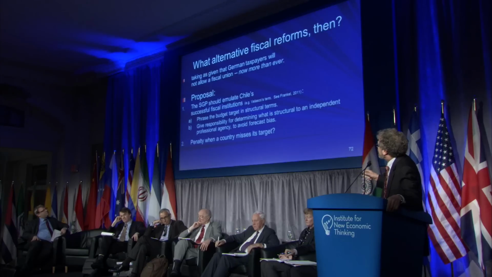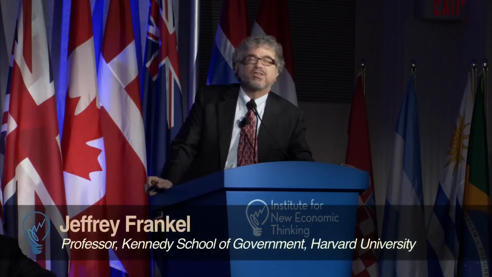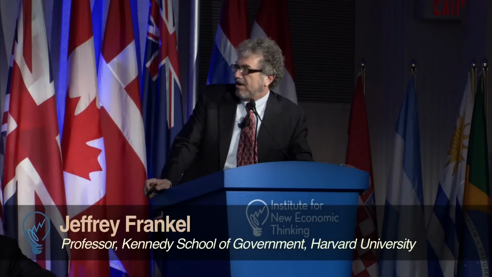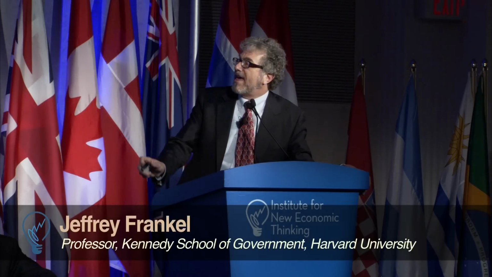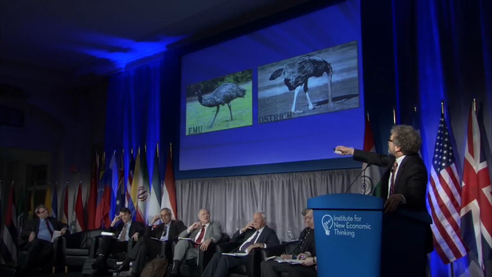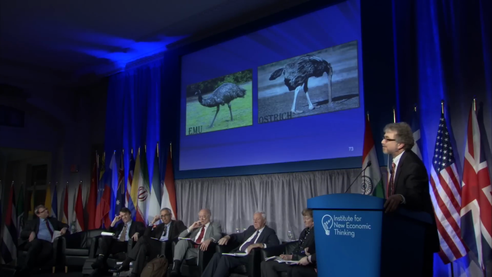And this is the bottom of my slide. What happens when a country misses its target? And here's where I haven't heard anyone else say this before. I propose that when a country's deficit or debt is above the target, the only way to make it automatic, the ECB stops accepting its bonds as collateral, then the sovereign spreads rise with true automaticity, and that enforces the discipline. This is an emu on the left, this is an ostrich on the right.